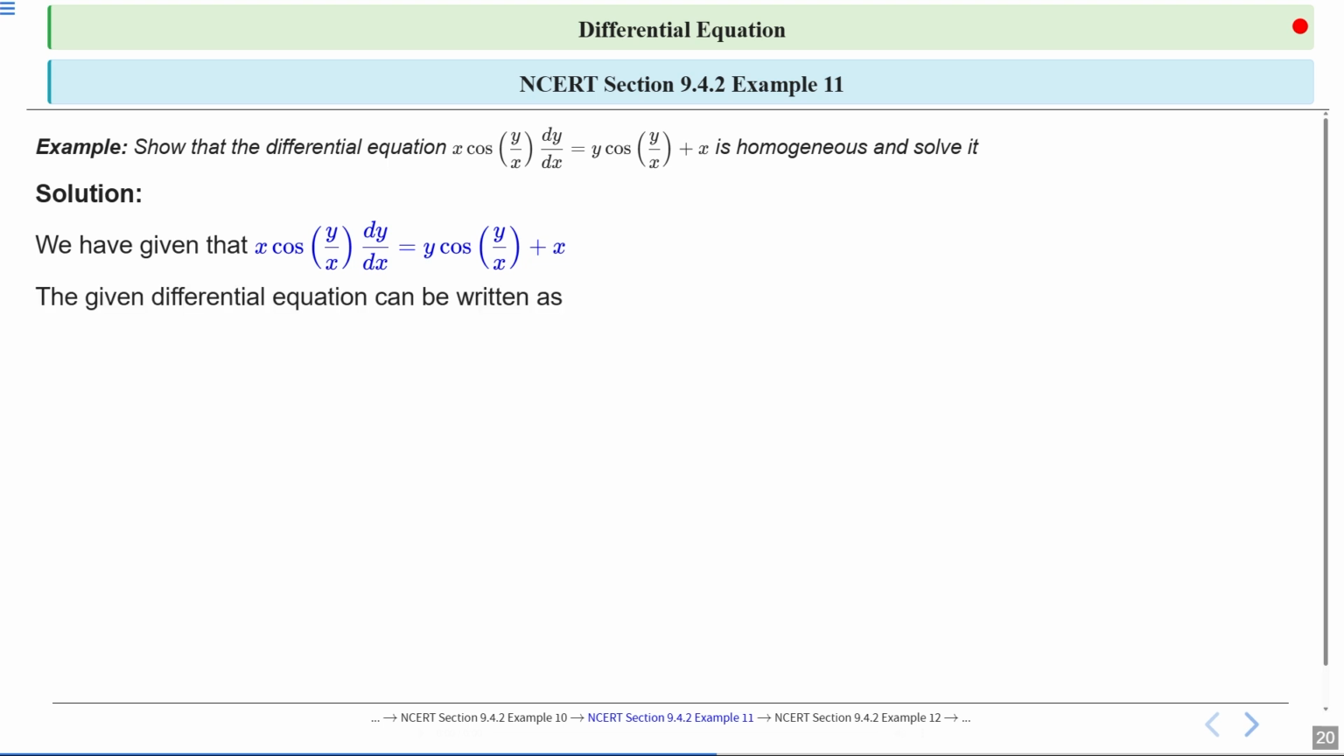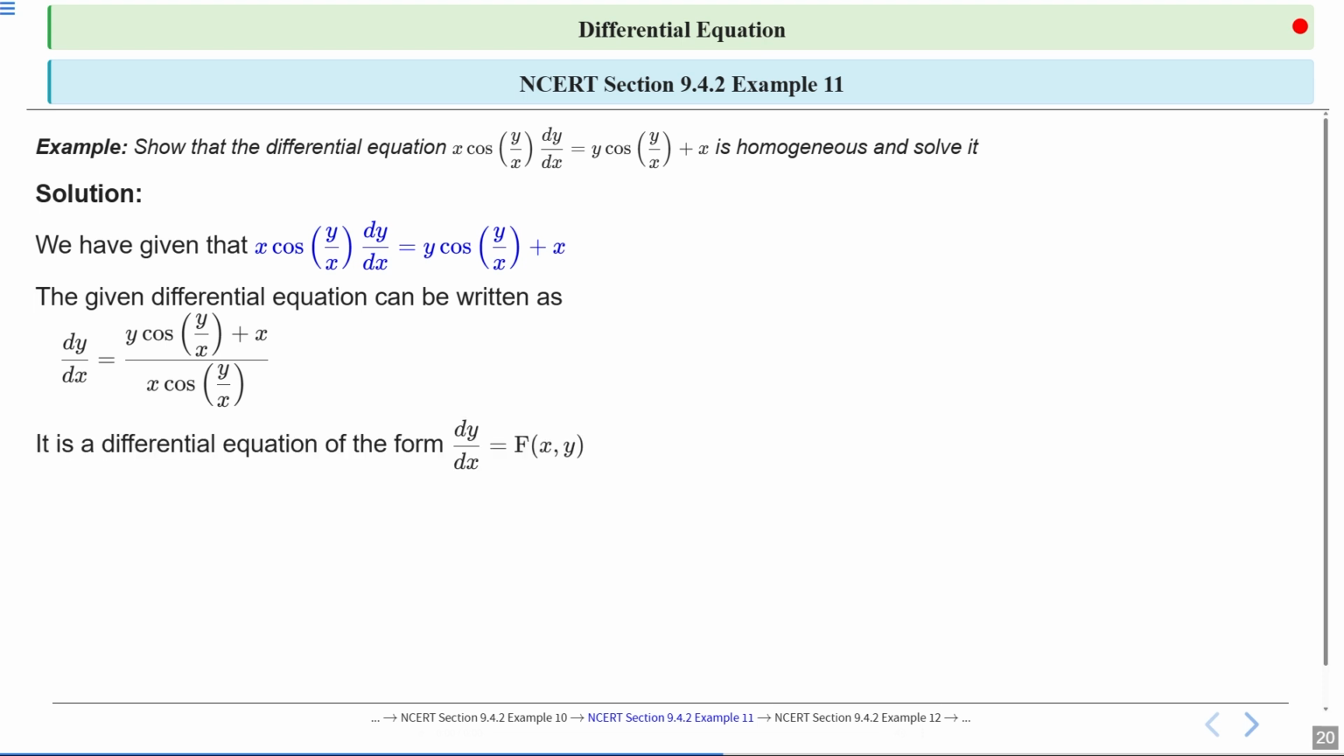So at first we rewrite this given differential equation in its standard form, that is dy/dx = (y cos(y/x) + x) divided by x cos(y/x). Just take x cos(y/x) from the left hand side to the right hand side by dividing. When we compare with the differential equation dy/dx = f(x, y), we get the value of f(x, y) as (y cos(y/x) + x) by (x cos(y/x)). Now we have to check whether the function f(x, y) is a homogeneous function of degree 0 or not.